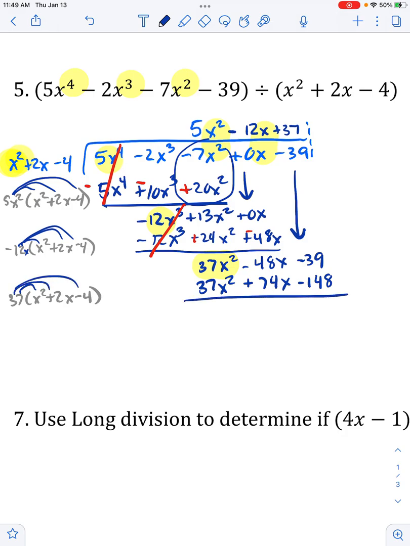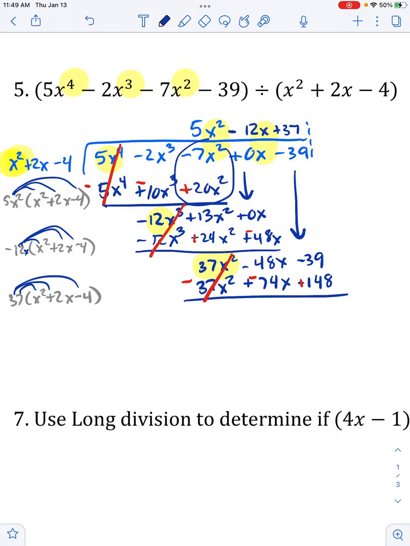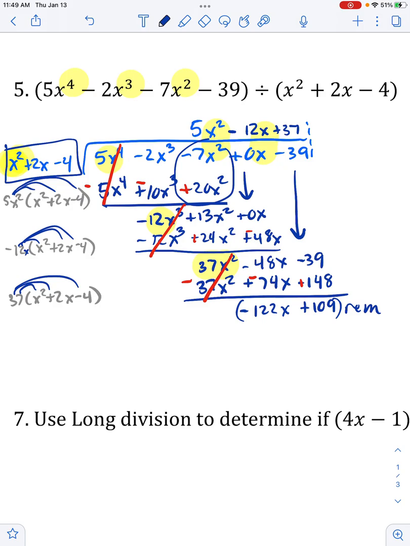Okie doke. Time to subtract, aka change the signs in the bottom row. Gone. Like every round, that first one has to disappear. And then I have negative 48 minus 74 more. So negative 122 x's. And I have 148 minus 39, so that's 109. So this mess right here is my remainder because it's a lower power of x. It's only a single power of x. And you can't turn an x squared from our out front business into a lower power.